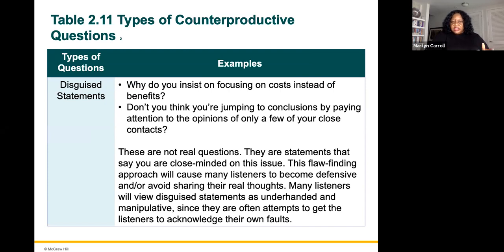They are statements that say you are closed-minded on the issue. This flaw-finding approach will cause many listeners to become defensive and or avoid sharing real thoughts. Many listeners will view disguised statements as underhanded and manipulative, and since they are often attempts to get the listeners to acknowledge their own faults.